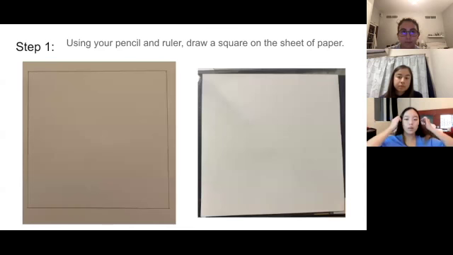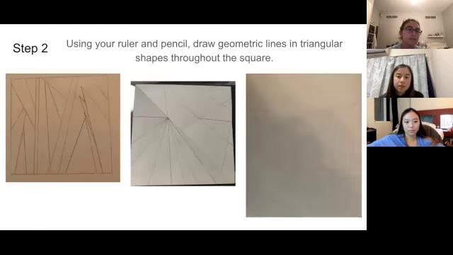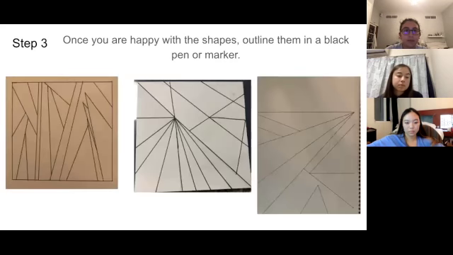So step 1, using your pencil and ruler, draw a square on the sheet of paper. Step 2, using your ruler and pencil, draw geometric lines in triangular shapes throughout the square. So step 3, once you are happy with the shapes, outline them in a black pen or marker.